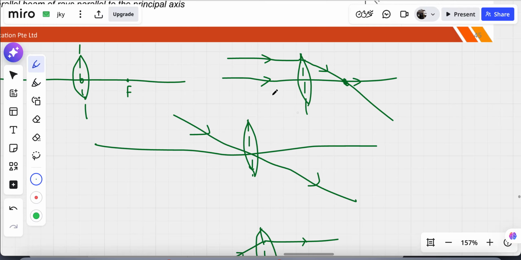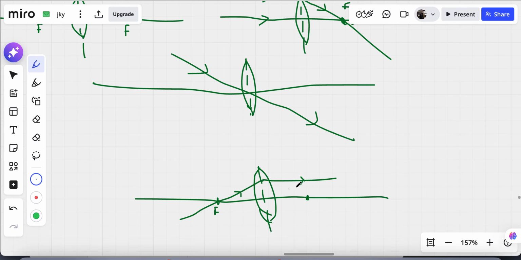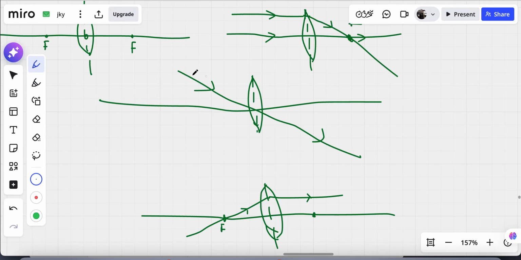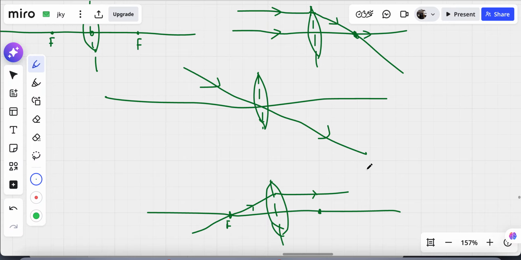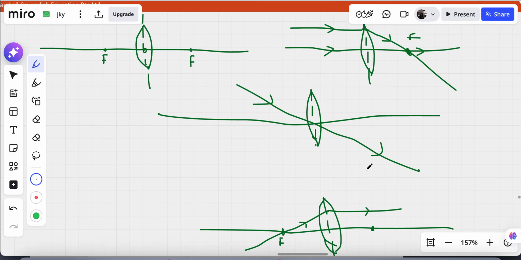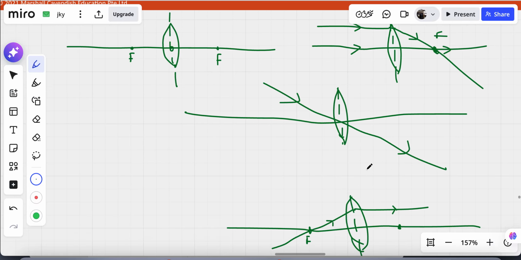The first one says if it's coming parallel to the axis, it will be refracted to pass through the focal point. And the last one says, what if it's coming from the focal point? It hits here, it will be refracted parallel to the axis. They are the same thing. This one says any ray coming through the optical center will be undeviated. We need at least two of these to form an image.